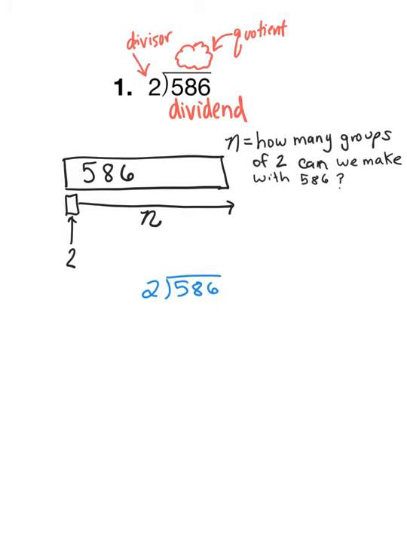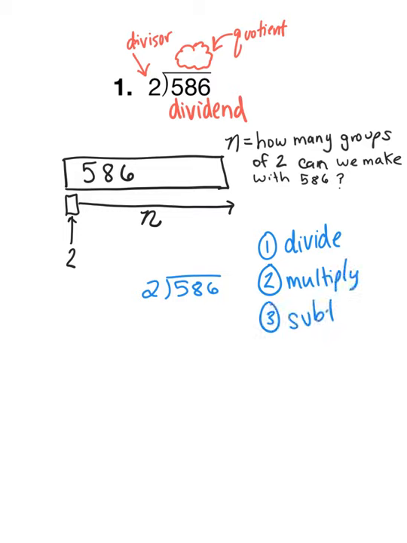Okay, so the steps to our division process are: first, divide; second, multiply; third, subtract; fourth, compare and bring down. Copy that down, please. So we're going to start with 5 divided by 2, which is another way of saying how many groups of 2 can go into 5.